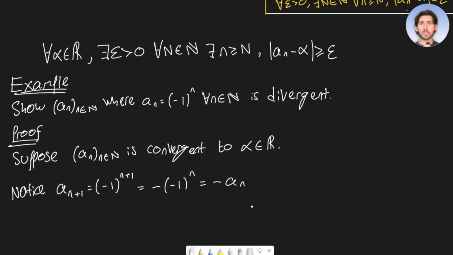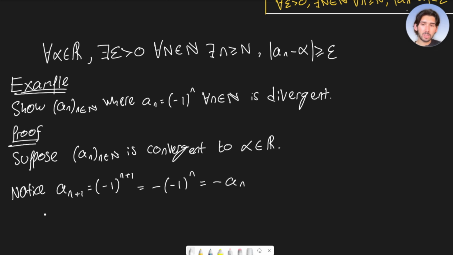Now, in my previous video, we derived a result about comparing a sub n plus k to a sub n. They have the same limit if they are convergent. So if a n converges, then a n plus 1 will converge to the same number. We've already proven that, so we're going to use it.